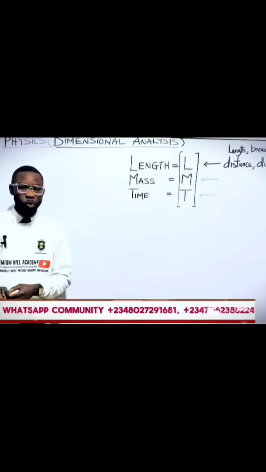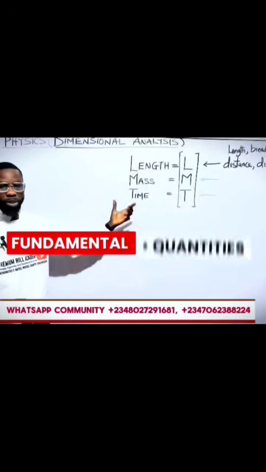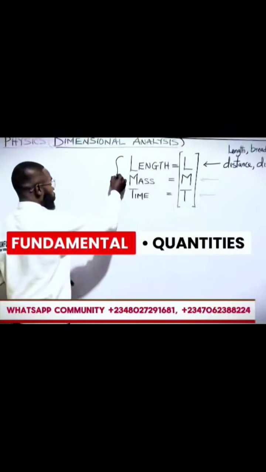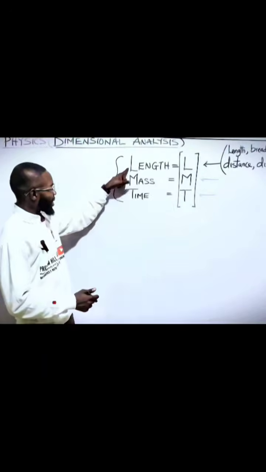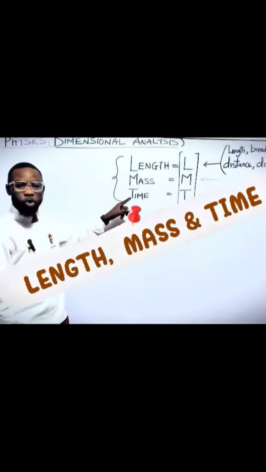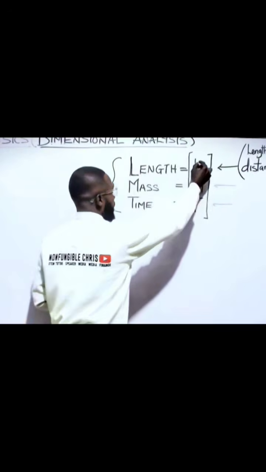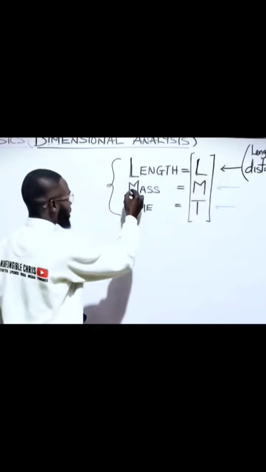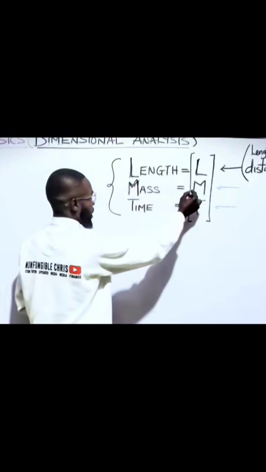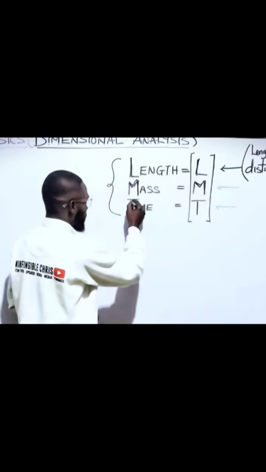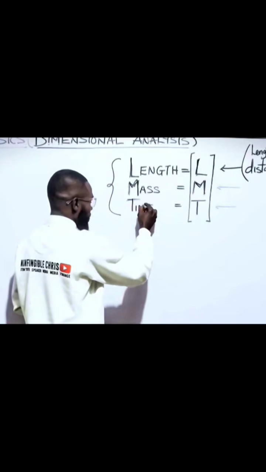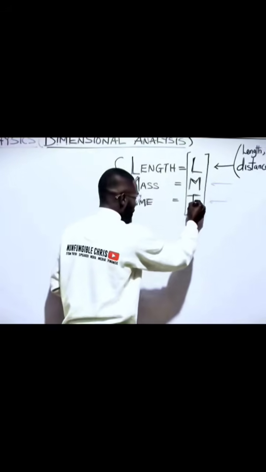For instance, we need to understand the fundamental quantities. These are the three basic fundamental quantities we have in physics. We have length, mass, and time. And so for dimensional analysis, what we need is their first letter: L, which replaces length, M, which replaces mass, and T, which replaces time.